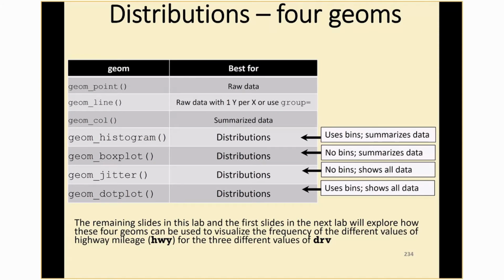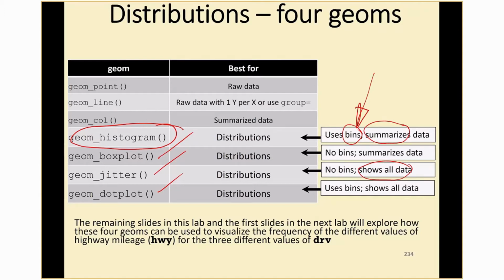So, that was an introduction to distributions, and we're going to examine 4 different geoms for looking at distributions. In the remainder of this lab, we'll look at geom histogram, and then in the next lab, we'll think about these 3 other geoms for looking at distributions. When we consider distributions, there's a couple things we need to think about: whether or not those geoms use bins, and whether or not those geoms summarize the data or, in contrast, show all the data.